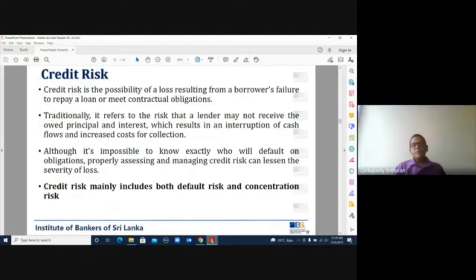Although it's impossible to know exactly who will default on an obligation, properly assessing and managing credit risk can lessen the severity of losses. Actually, when a bank grants loans to customers, the bank doesn't know which customer will default and which customer will repay properly. If they knew, of course, they need not be exposed to credit risk. They could just grant loans to the good customers.